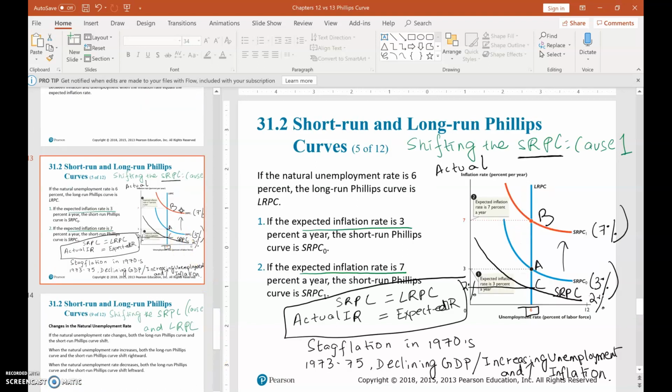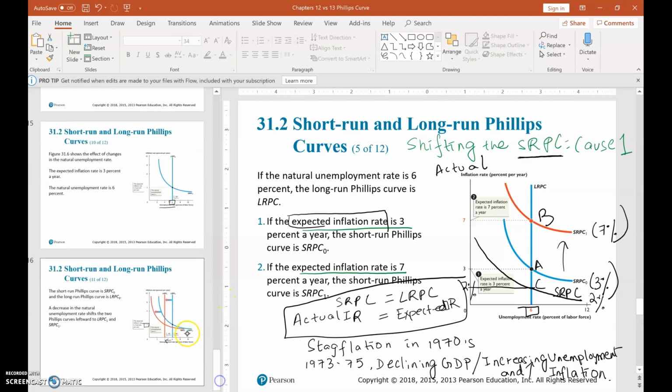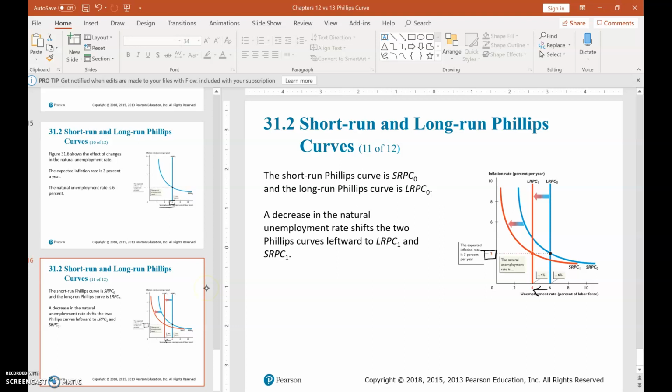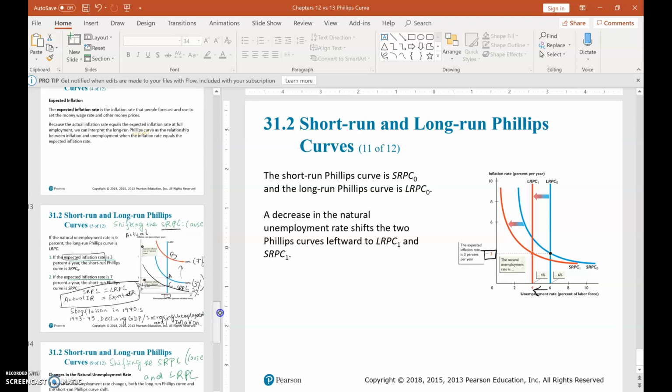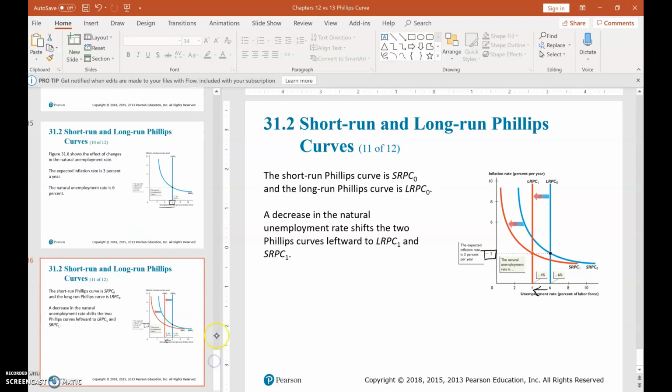Just try to remember there are two reasons why the short-run Phillips curve will shift. One is due to an increase or decrease of the expected inflation rate. If expected inflation rate increases, the short-run Phillips curve will shift up. If it decreases, short-run Phillips curve will shift down. Another reason is a change in the natural rate of unemployment. If the natural rate of unemployment goes down, the short-run Phillips curve will shift to the left, as well as the long-run Phillips curve, which will also shift to the left. That is all with the Phillips curve concept.